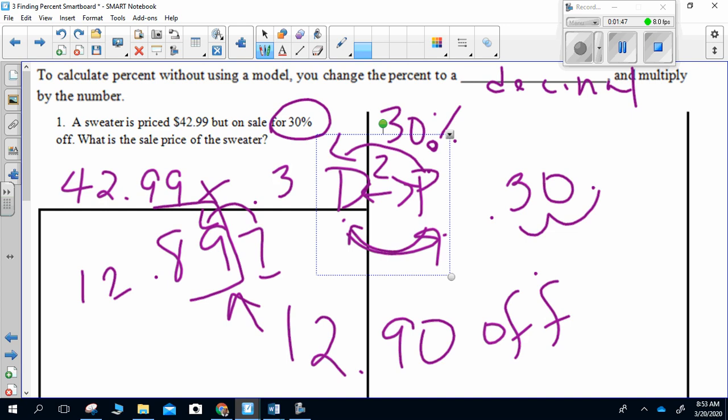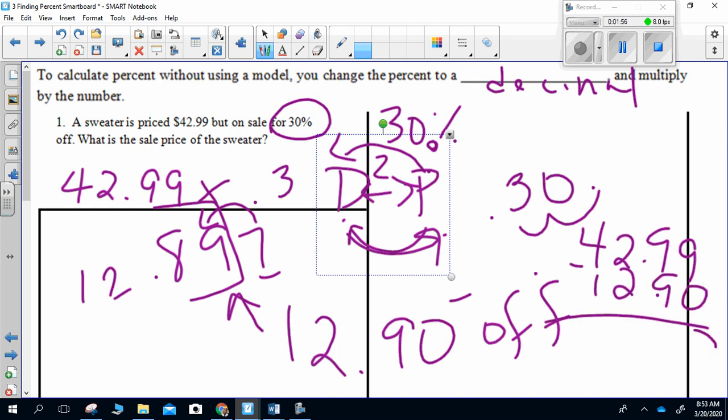Off means that I'm going to be subtracting. So I'm going to take 42.99 and subtract from that $12.90. So my sweater is going to cost me $30.09. Okay, let's try the next one.